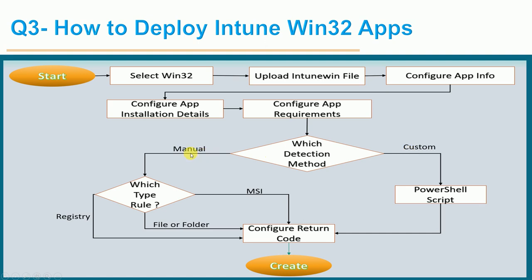So the custom way, you need a PowerShell code where all these things are coded with the prerequisite checks in the PowerShell. If you do it manually, which type of rule do you need? You can use the MSI, or you can use a file or folder, or you can use the registry, and then finally you can configure the code. So you will be ready with your Win32 app deployment.